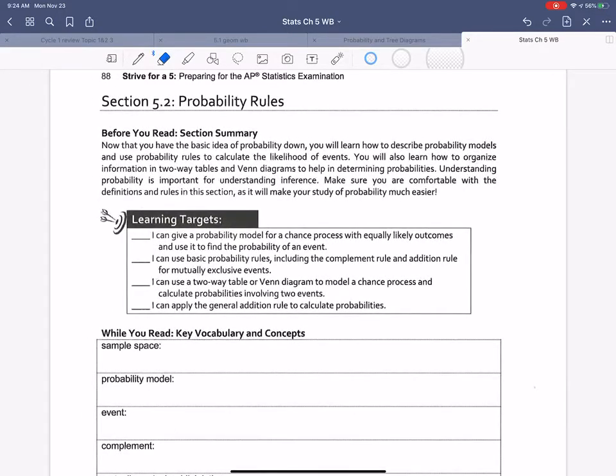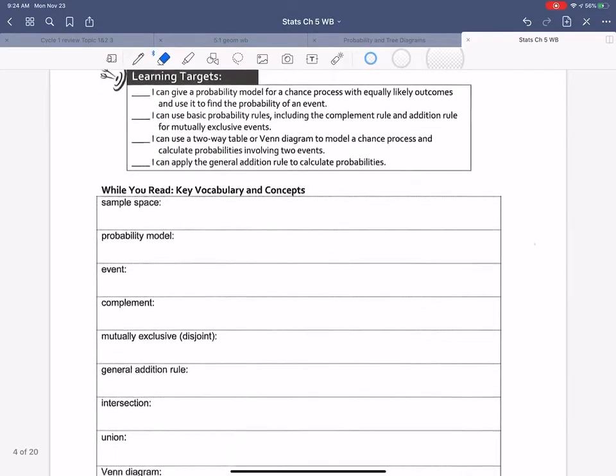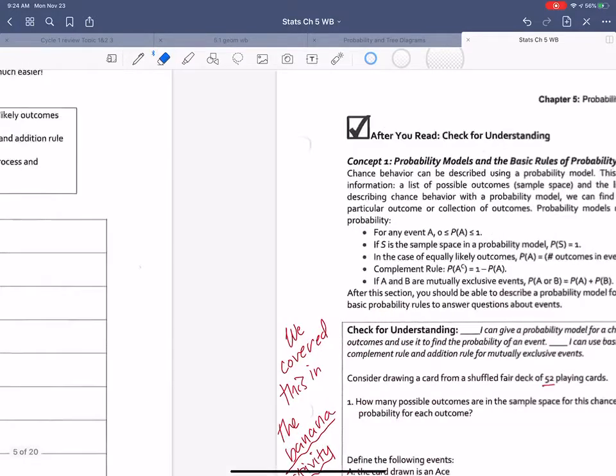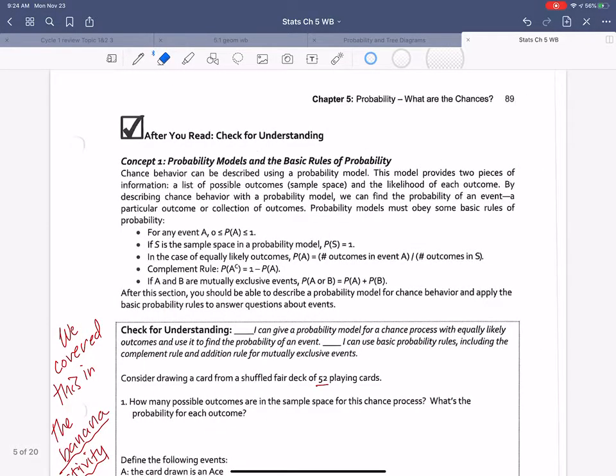What are the actual probability rules? So you can see there's a lot of vocab words that go into this, and we did a couple of activities that helped us pull together some understandings of the meanings of these words. A probability model consists of probabilities between 0 and 1, and the sample space adds up to 1. The probability of A is merely the number of outcomes in event A over the whole sample space. Our complement rule is 1 minus the probability of A.